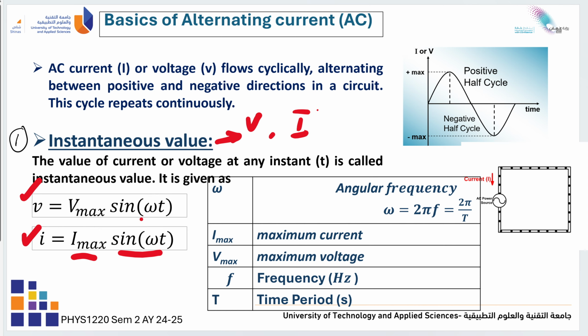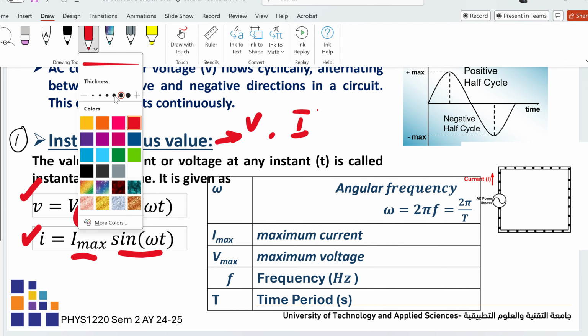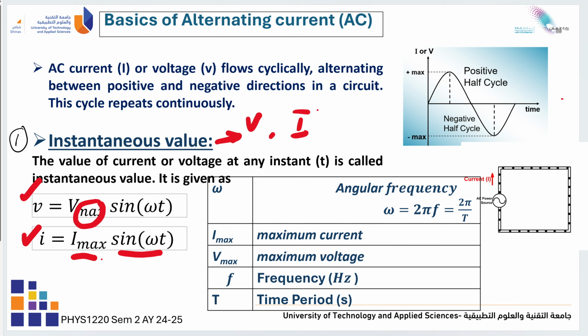So in these formulas, we are using two things. One is the maximum value of the voltage, and the other is sine omega t. This omega is an angular frequency, and the formula for the omega is given here: omega equals 2 pi f.